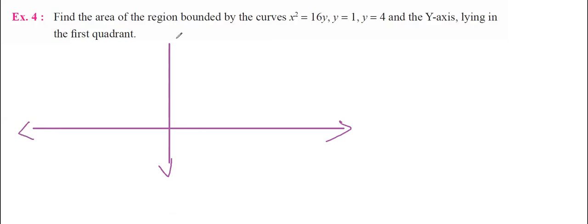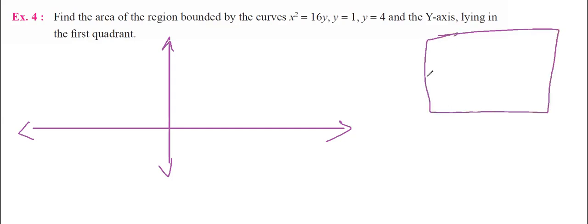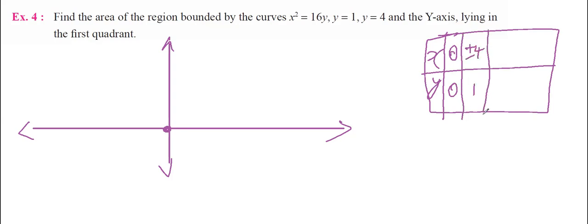This is your x-axis, this is your y-axis. Now x square is equal to 16y, so I am going to plot this by taking the values of x and y. If the value of x is 0, the value of y is 0, so I got one point, which is this. When the value of y is 1, the value of x will be plus or minus 4. So this is plus 4, this is minus 4, and this is 1. So I got this point and I got this point. Based on this, I have understood that my curve will look like this.